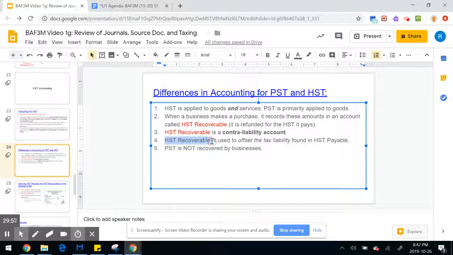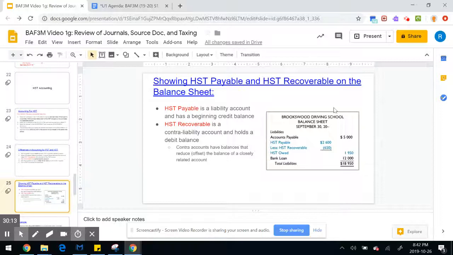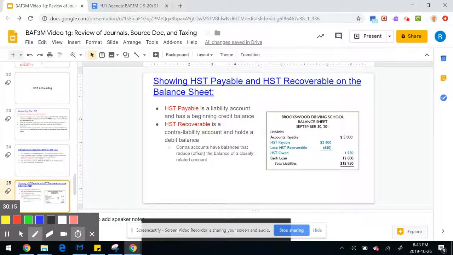HST recoverable is used to offset the tax liability from HST payable. Okay, so rather than paying the government back all the HST payable, we pay them back the HST payable minus any HST that we get to recover from our purchases. All right. Here's how that looks. We went through this picture as well.